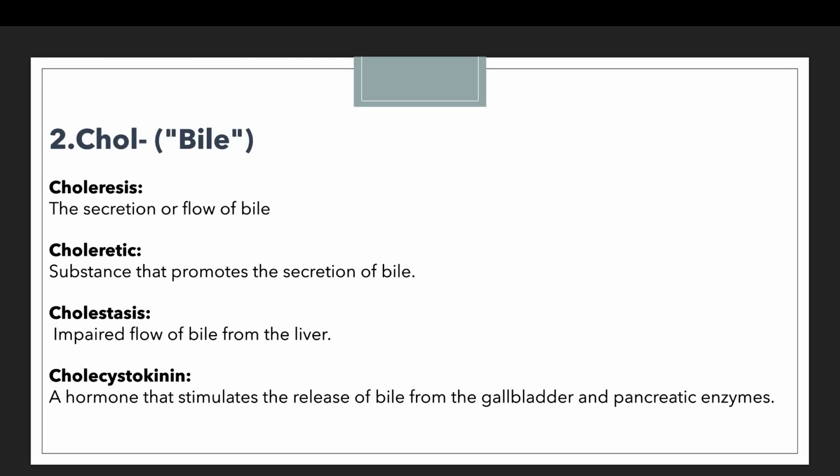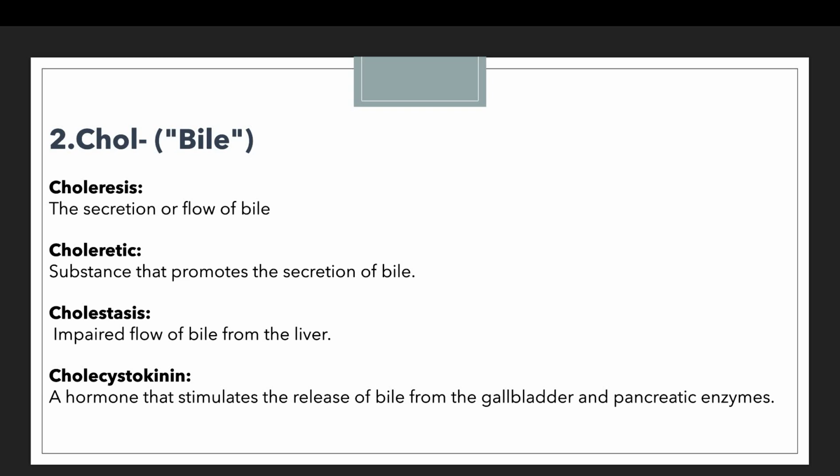Similarly, if you look at the next example, which is cholestasis. Cholestasis means impaired flow of bile from the liver. So whenever there is an impaired flow of bile from the liver, then we will use the terminology cholestasis, which is started with the prefix col.